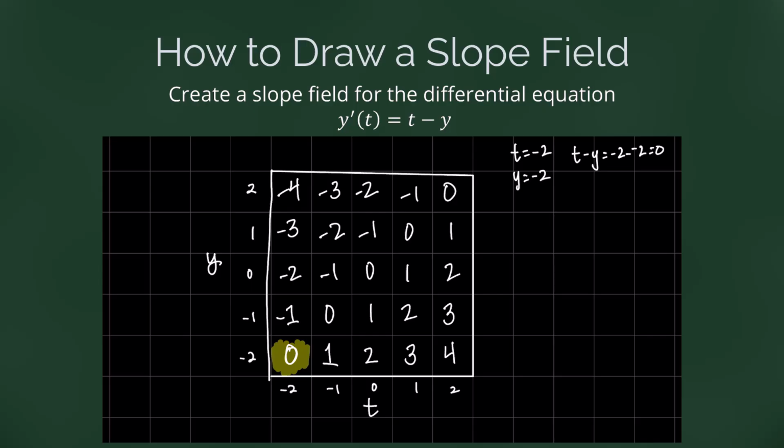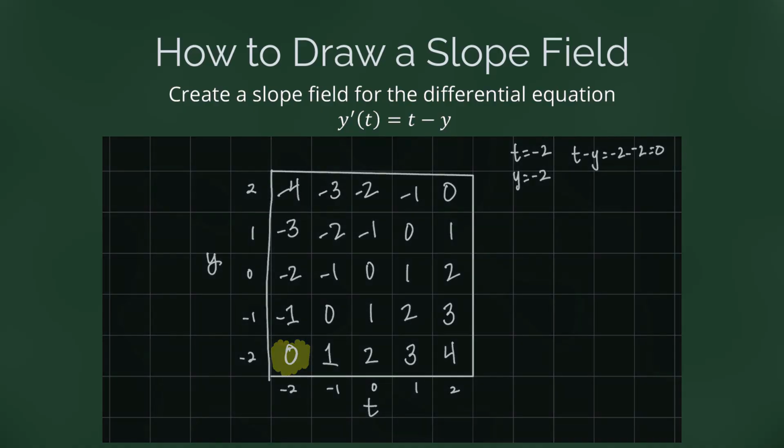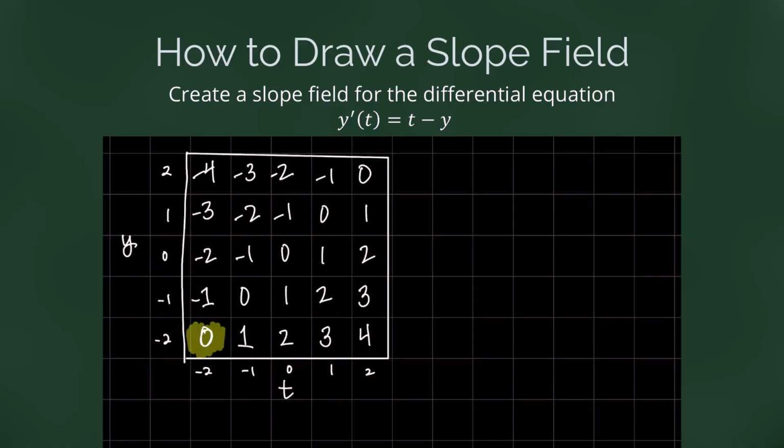So we can see some patterns here. We can see that when the t values are bigger than the y values, our slopes are positive, which means we're going to have upward facing slopes. And when our y values are bigger than our t values, our slopes are negative. We can now take these slope values and we can put them on a set of axes and consider them as the slope of line segments.